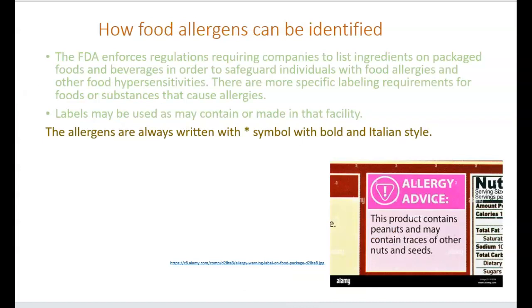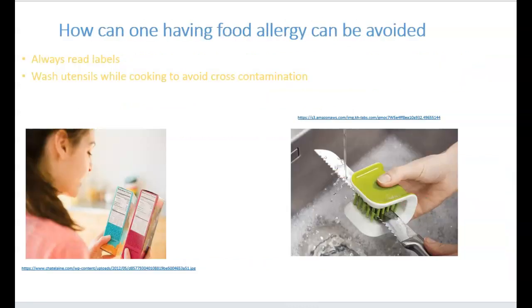The FDA enforces regulation requiring companies to list ingredients on packed food and beverages in order to safeguard individuals with food allergies. There are more specific labeling requirements for food or substances that cause allergies, like the label may say "may contain" or "made in that facility." Food allergens are always written with symbols or in bold and italic style so that they catch the consumers' eyes. How can one having a food allergy avoid it?